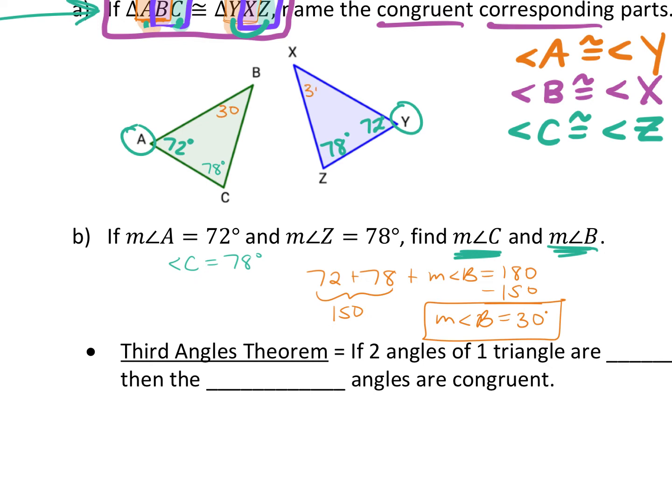Those are congruent triangles, so they have to have congruent angles throughout the triangle. Okay? Questions on that? Okay.